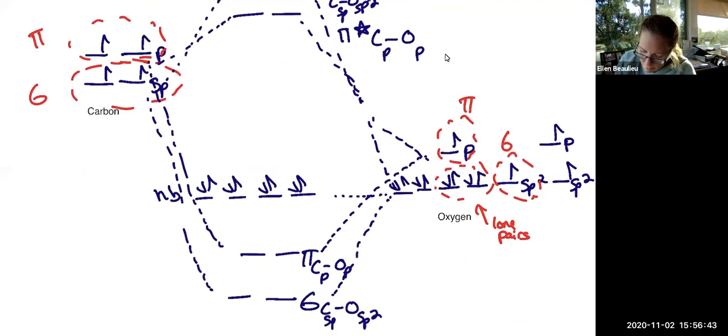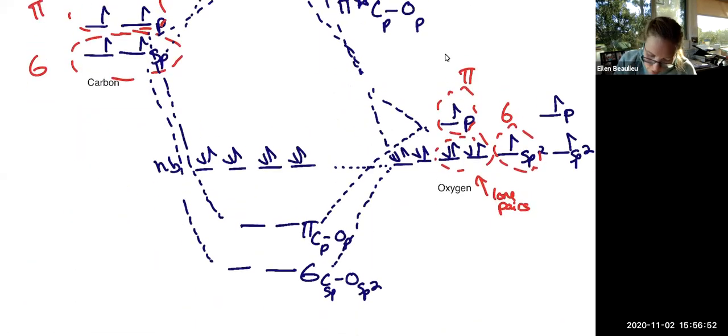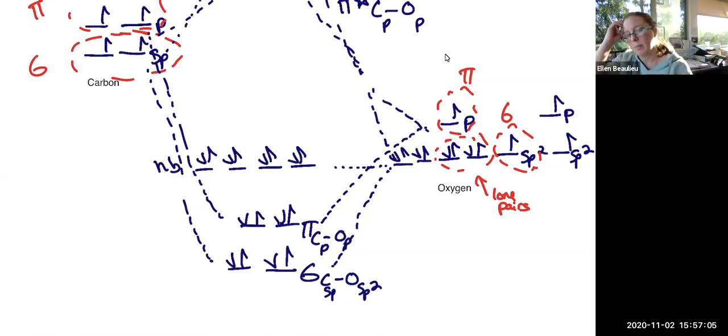Lastly, I need to put in my remaining valence electrons. In this picture, I have 2, 4, 6, 8, 10, 12, 14, 16 valence electrons. So 1, 2, 3, 4, 5, 6, 7, 8, 9, 10, 11, 12, 13, 14, 15, 16 electrons in my picture.